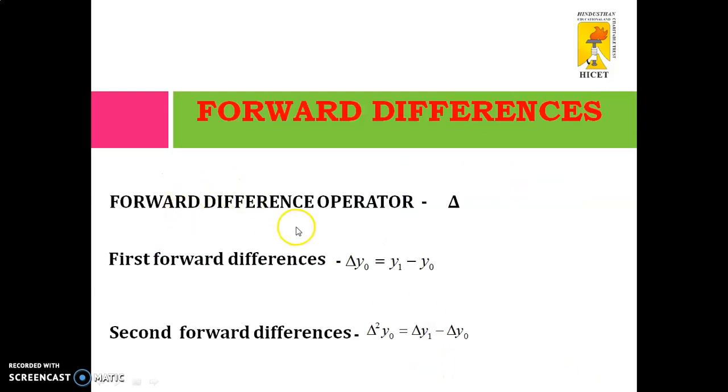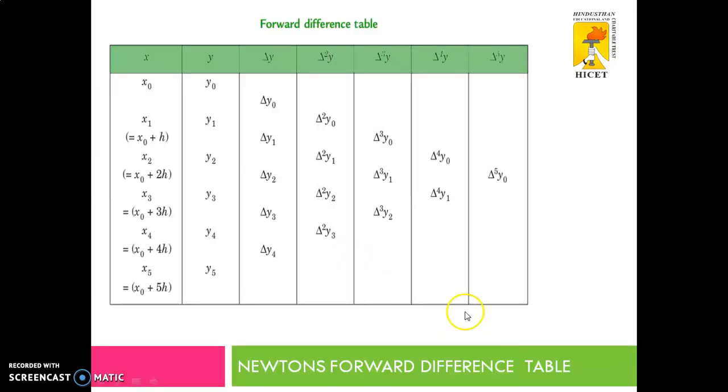The forward difference operator is denoted by delta. The first forward difference is denoted by delta y0, which is y1 minus y0. The second forward difference is denoted by delta square y0, which is equal to delta y1 minus delta y0, and so on. How the forward differences are formed is given in this table.